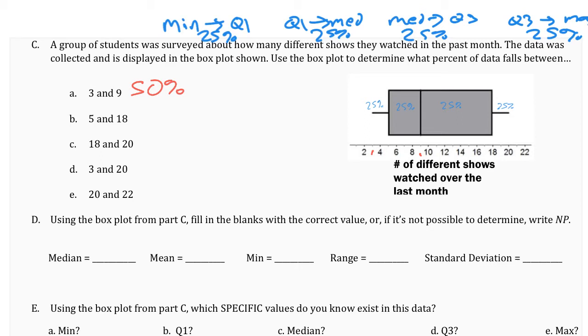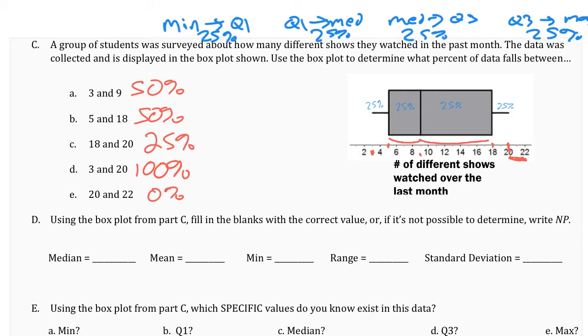So 5 and 18. Okay, you find 5, that's right there. 18 is right there. So that goes two sections, 25%, 25%. That's also 50% of the data. 18 to 20, that's the right whisker. 18 to 20, that'd be 25%. 3 and 20, well, that's the minimum to the maximum. That's everybody. That's 100%. And between 20 and 22, well, there's no data there. There are no students who watched between 20 and 22, so that's 0%.